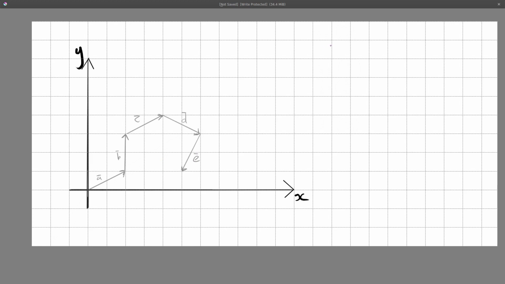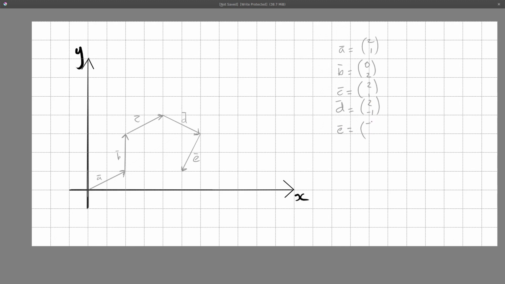So a moves 2 in the positive x direction and 1 in the positive y direction, so we can write a as 2, 1. B moves 0 in the positive x direction and 2 in the positive y direction, so we write it as 0, 2. C moves again 2 in the x direction and 1 in the y direction. D moves 2 in the x direction and 1 in the negative y direction. And E moves 1 in the negative x direction and 2 in the negative y direction.